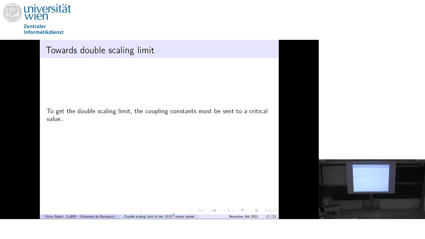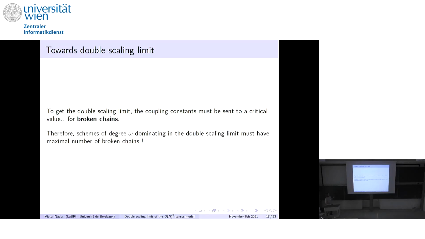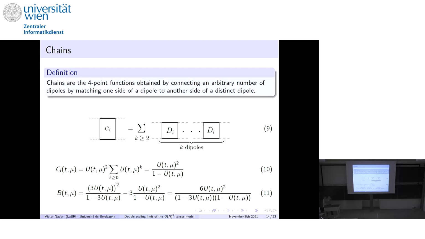And now I want to do the same, but for schemes. But now, since I have several critical points that can come into play, I have to look at which critical value I can reach from my theory from the origin. And actually, it turns out that the relevant critical value is the one for broken chains, which came from the value u equal 1/3.